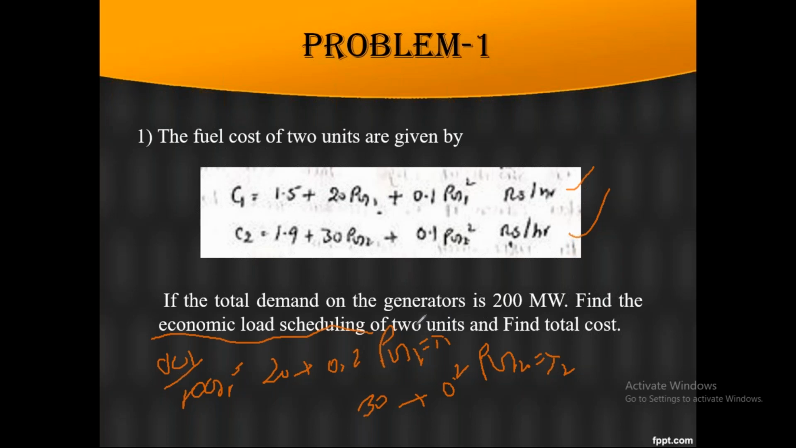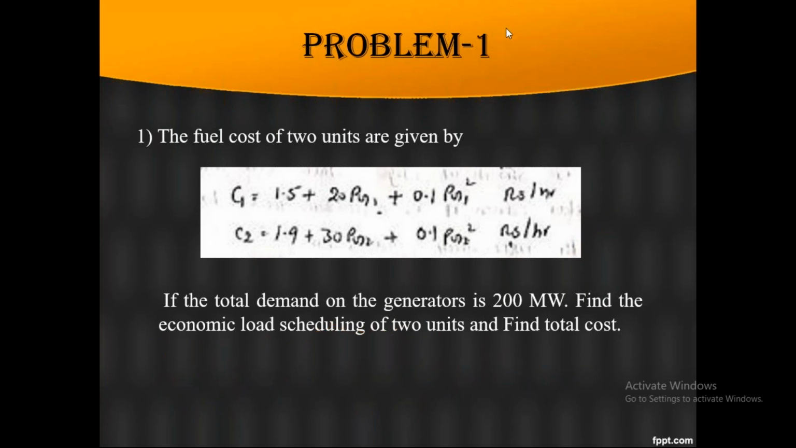How we can calculate Pg1 and Pg2. See, already they given here for economical load condition. What we have to do? We have to equate λ1 and λ2. So the equation obtained from λ1 is 20 plus 0.2 Pg1 equals to 30 plus 0.2 Pg2. So let's consider this equation 1.